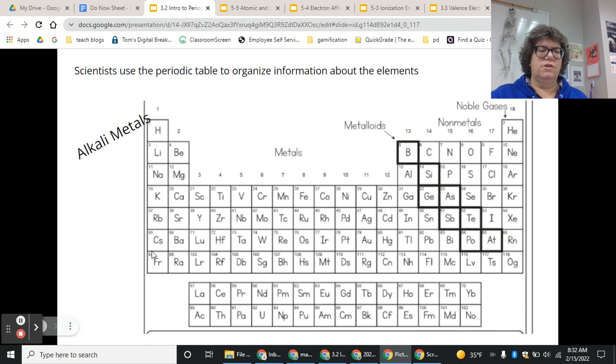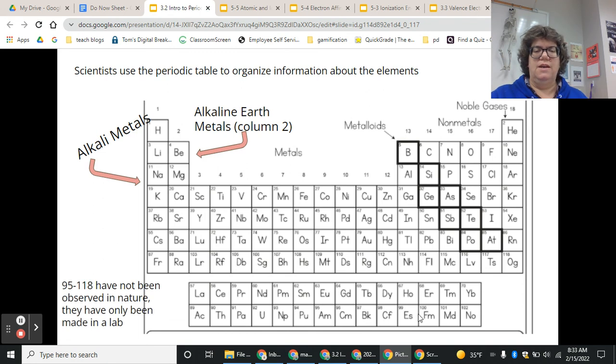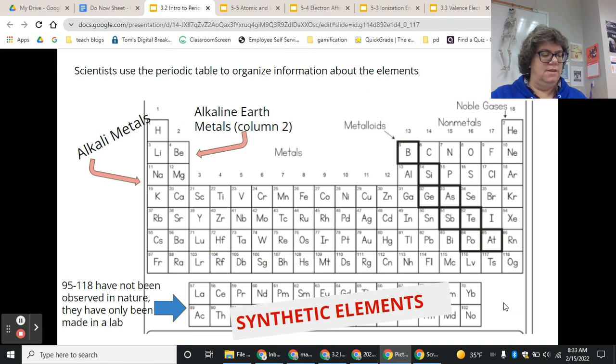A couple of other labels we want to put. Group 1, this first column, they're called the alkali metals. They're all very similar to each other. Group 2 here are the alkaline earth metals. Again, very similar to each other. They're, like it says in your notes, really soft metals, pretty reactive. Here along the bottom, elements 95 to 118, these are all synthetic elements. They have not been found in nature anywhere at all. These are man-made in the laboratory, not natural things. So again, they are called the synthetic elements.